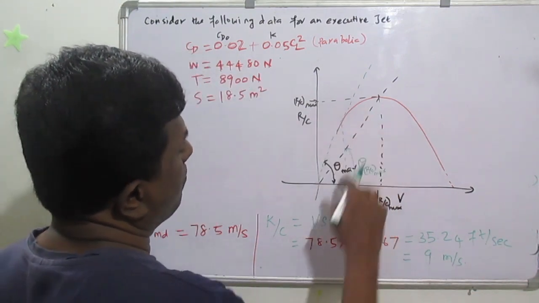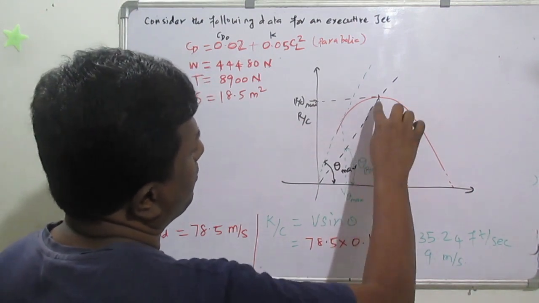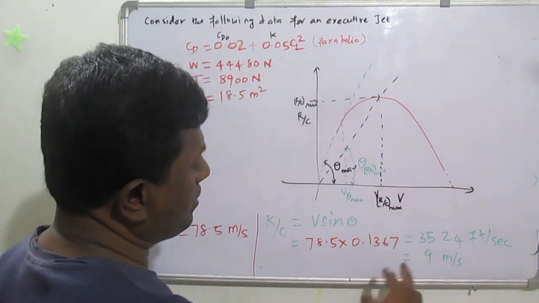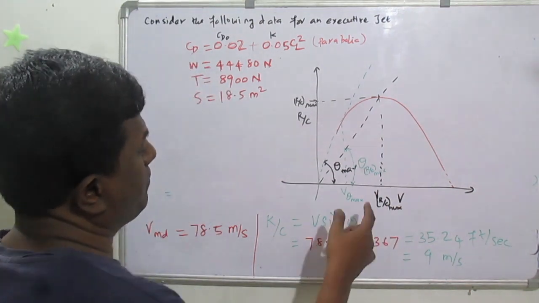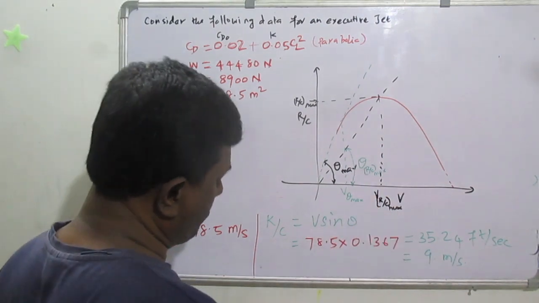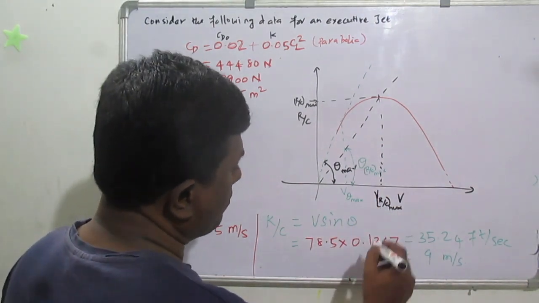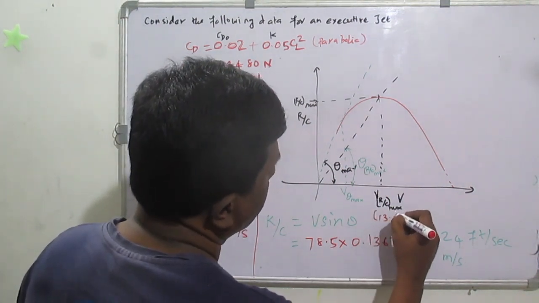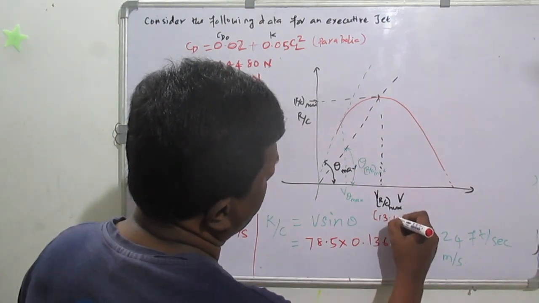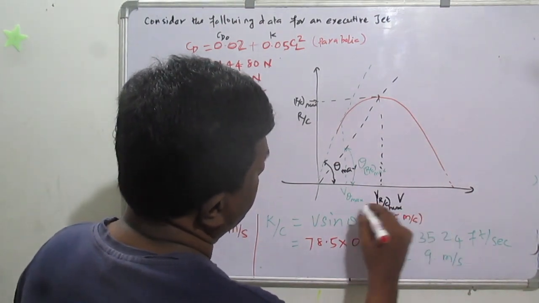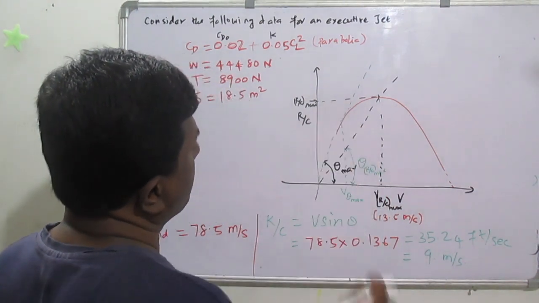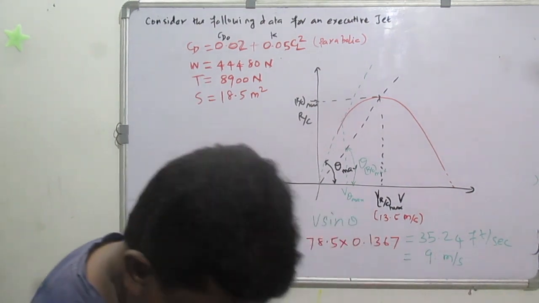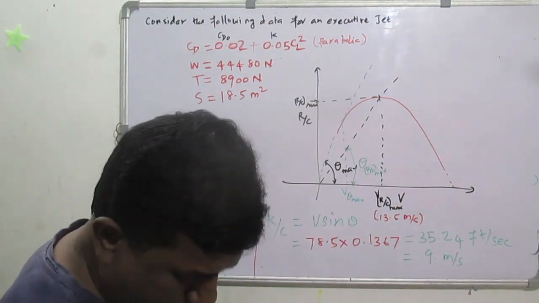So from this we understood that for the maximum rate of climb, the velocity will be higher. From the previous calculation, this value came around 13.5 meters per second. The maximum rate of climb we also know from the previous calculation.